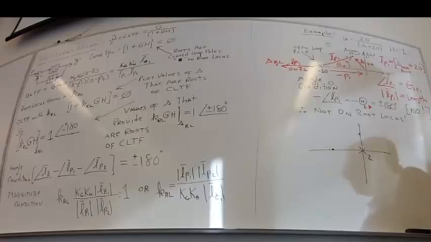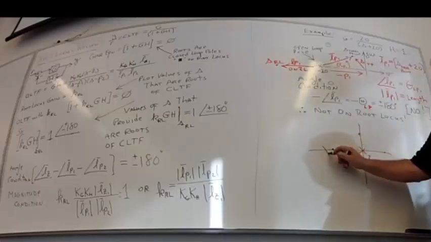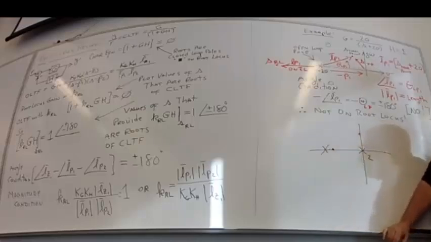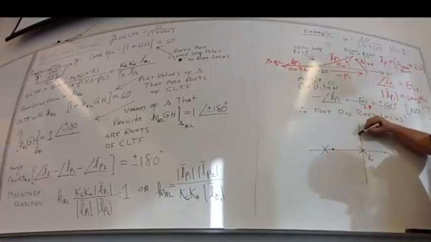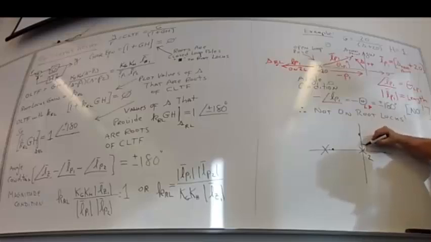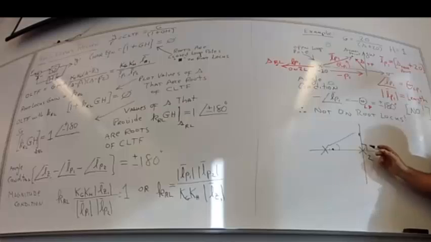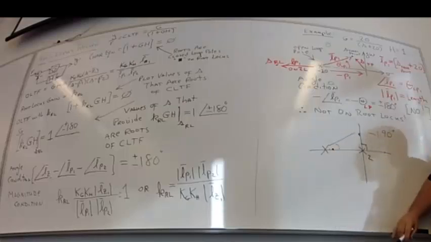One more thing. I put a pole here. I put my actuator on this system. So now I add this up. I get minus 90, minus 90, minus 10. Minus 90, minus 90, minus 10 is minus 190. It's not on the root locus.